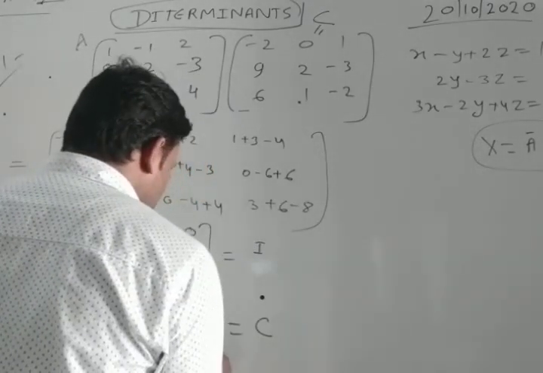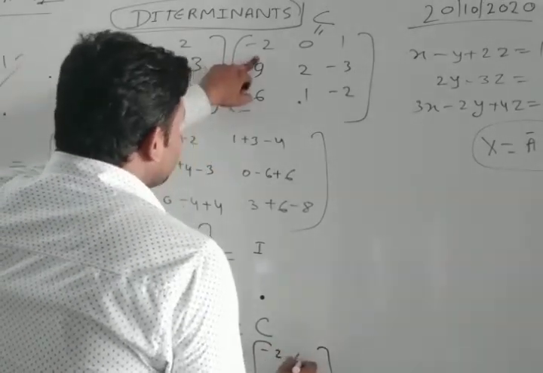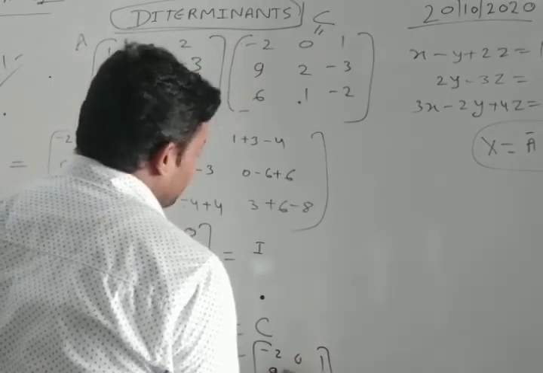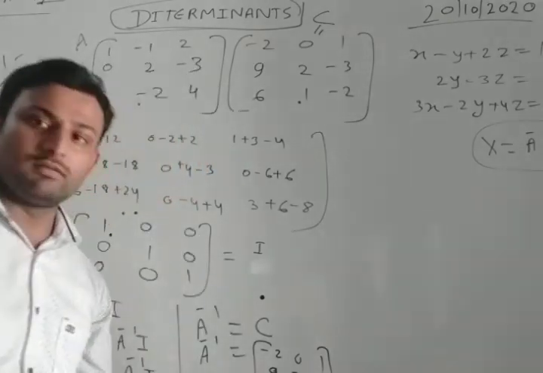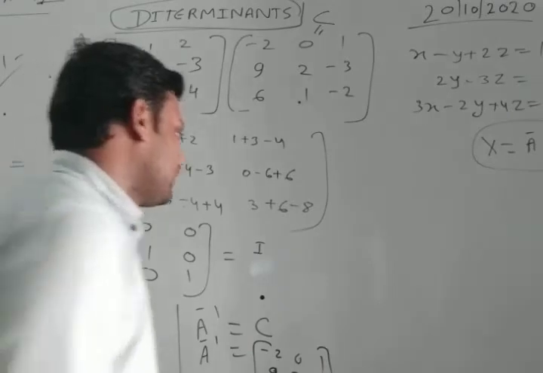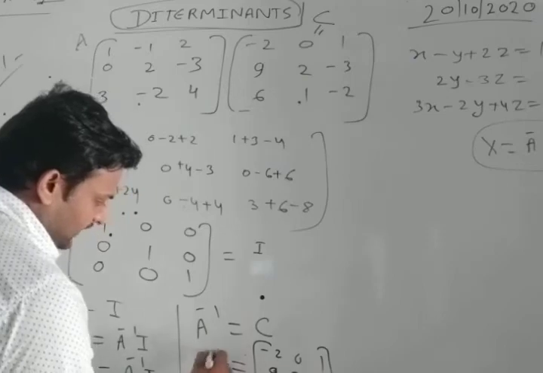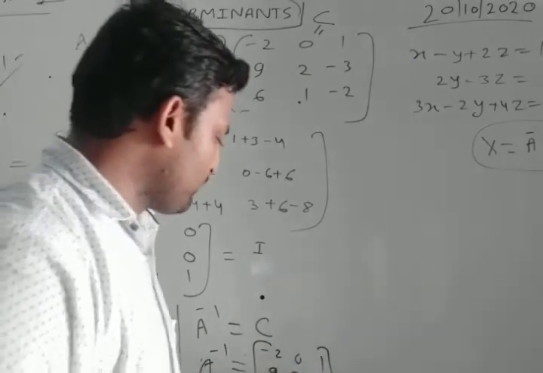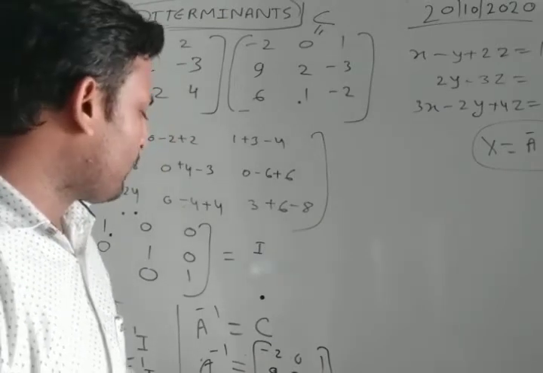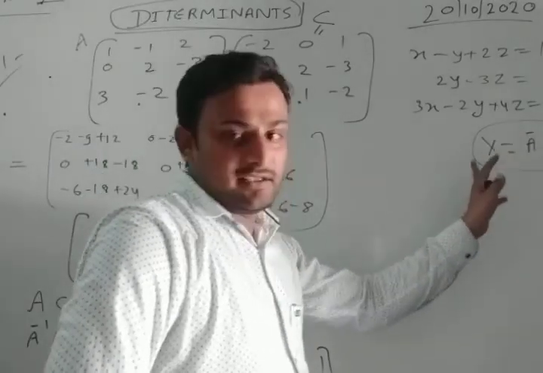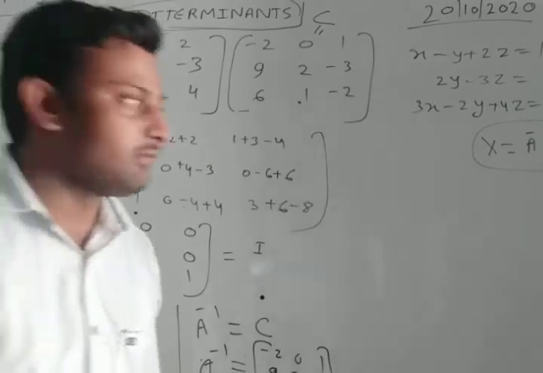Now A inverse is equal to C, which is minus 2, 0, 1, 9, 2, minus 3, 6, 1, minus 2. So we have got our A inverse. Now we put the value of A inverse and B in that equation and we get the value of x, y, z.